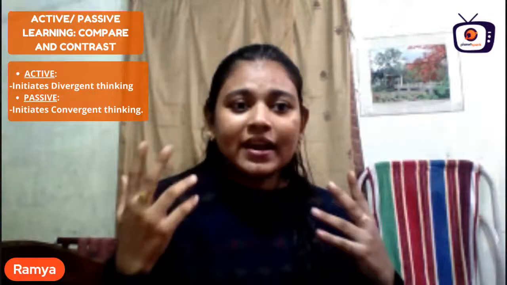Now the last one, compare and contrast. Active, it initiates divergent thinking. Now divergent, what does that mean? Imagine the sun, right? The sun's rays are divergent, radiant. That means it shines in all directions. So active learning is that. You will think in divergent form, connecting things in different, creative ways. You will think in a broader spectrum. It's not a narrow thing; it's open-minded, a broader spectrum.